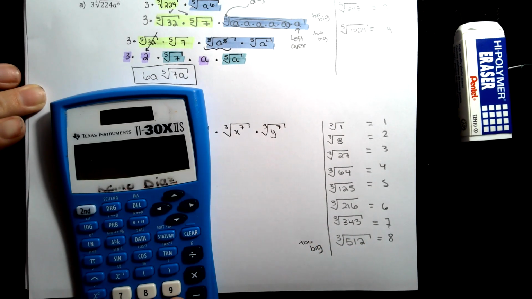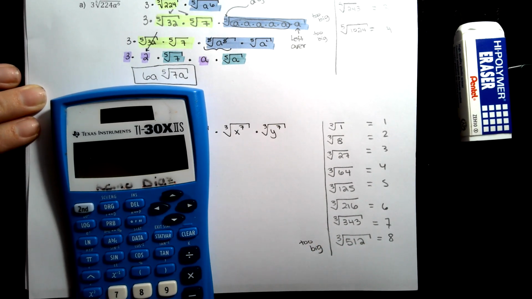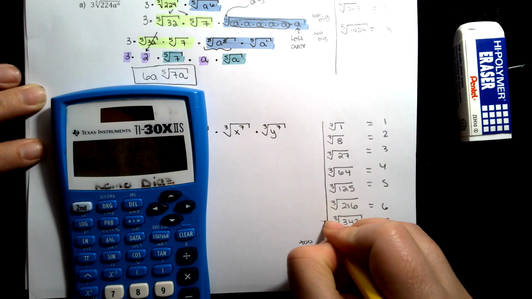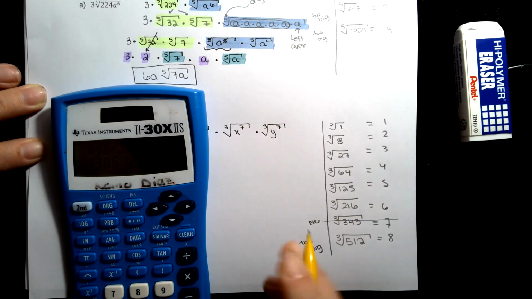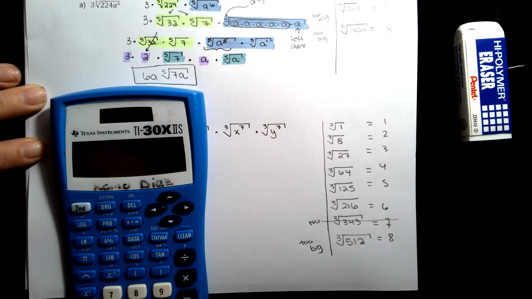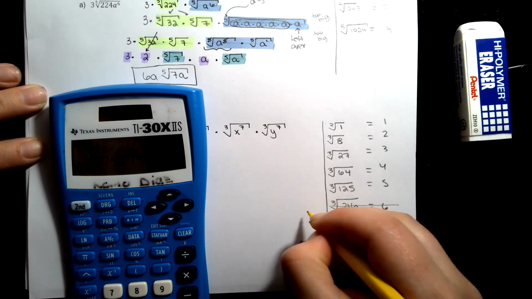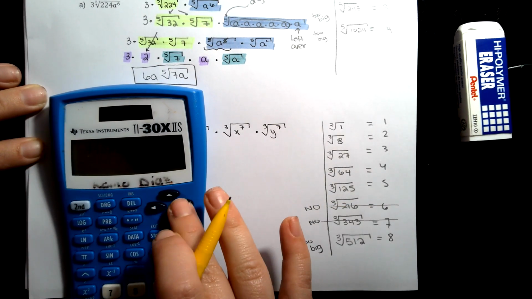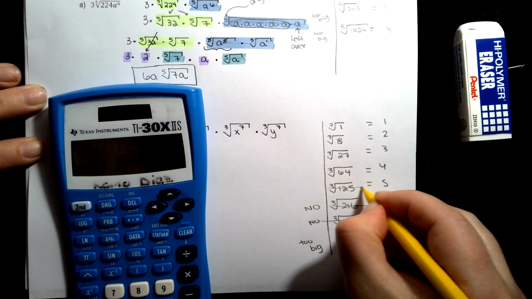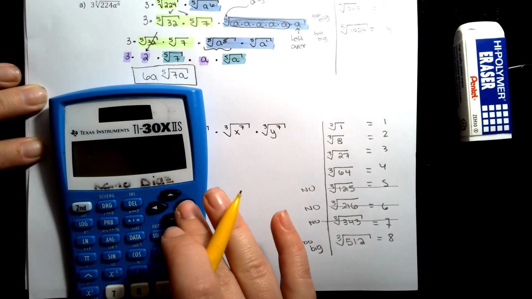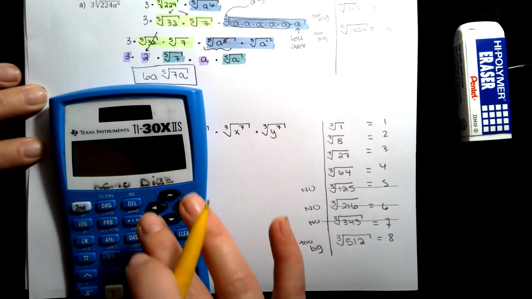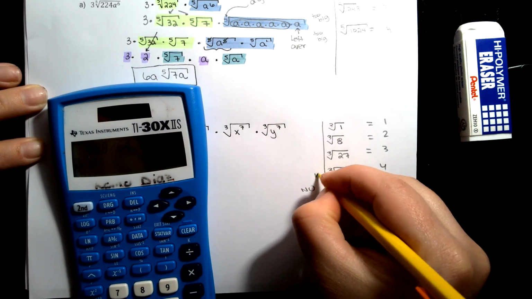So now I'm going to take this 448 and start dividing by the inside number. So 343, that doesn't work, so I'm going to cross it out. Then I have 216. Nope, that doesn't work. I get 125. Nope, that doesn't work. I get 64. Yes.